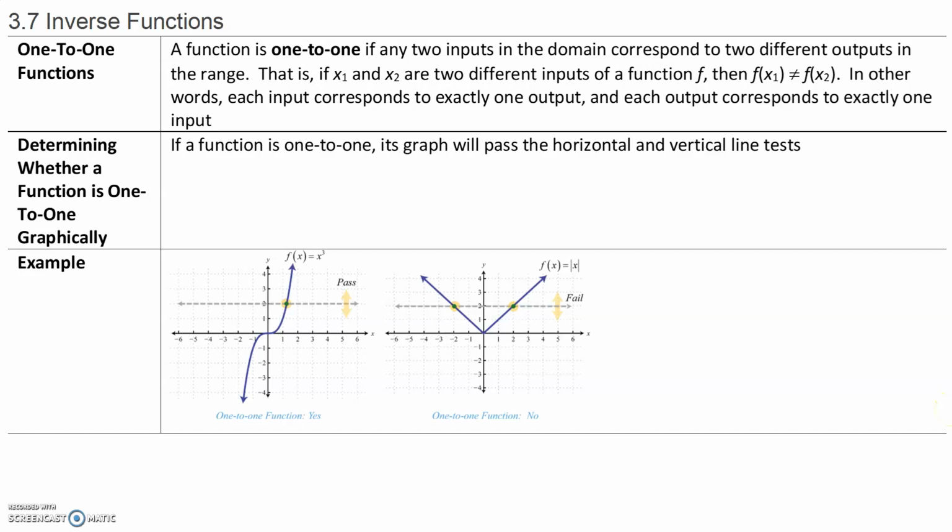In section 3.7, we will talk about inverse functions. First, let's talk about one-to-one functions. A function is one-to-one if any two inputs in the domain correspond to two different outputs in the range.